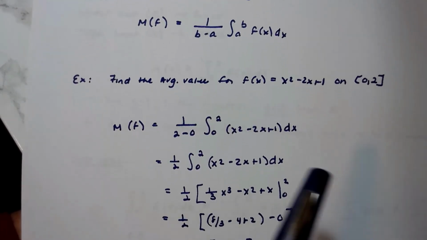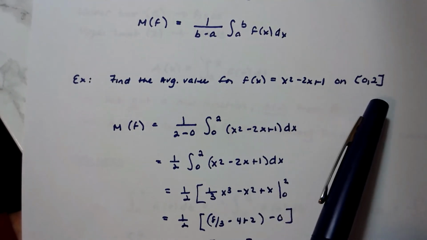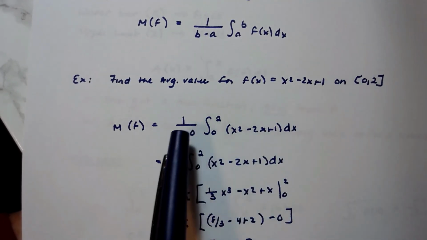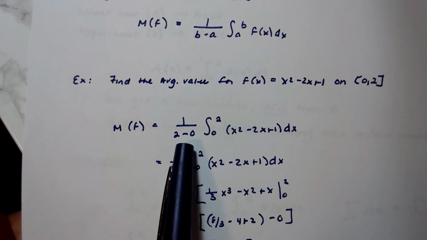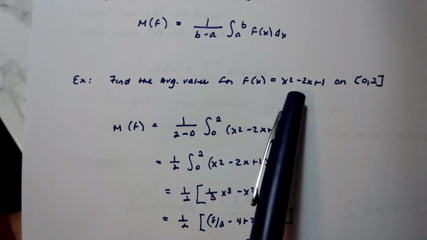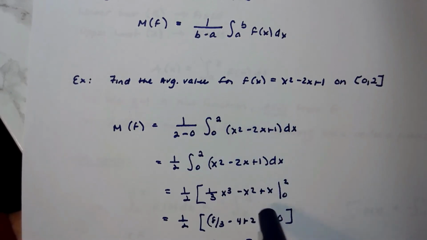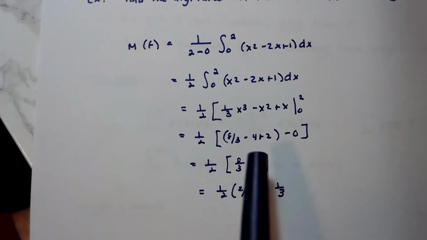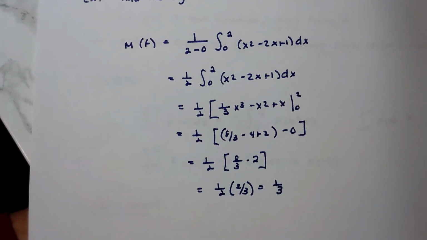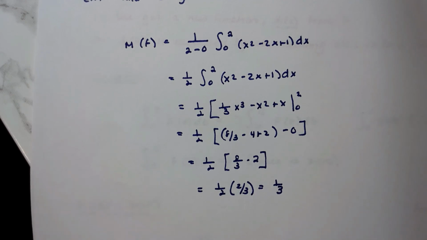So, example, find the average value for this function over that interval. Well, it'd be 1 over 2 minus 0, b minus a, times the integral from 0 to 2 of that function. And if we integrate this function and then multiply it by that 1/2 sitting outside, we get 1/3. What that means is that there's going to be a rectangle of height 1/3 that passes through that point on the actual function. Again, don't worry about that part. We don't have time right now.